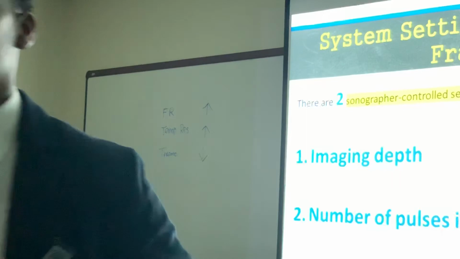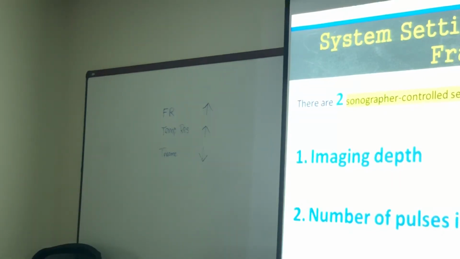Now we're going to talk about the system settings that determine frame rate. System settings are the sonographer control settings, things that we as sonographers can do to change the frame rate. Multiple things we can do, about 4 of them, probably more than that, honestly. But when we're talking about temporal resolution, we're talking about these things right here. We can just change the depth. That's one of the ways to change frame rate. So the 2 sonographer control settings that determine frame rate are going to be the imaging depth and the number of pulses in each picture. The number of pulses in each image.